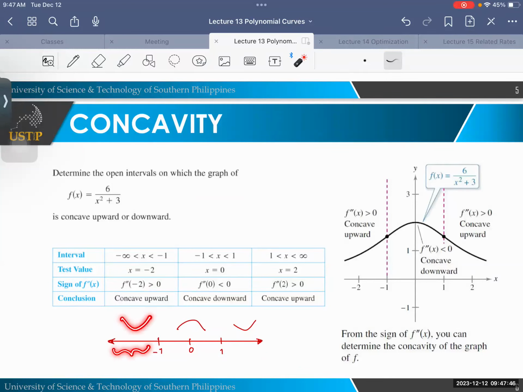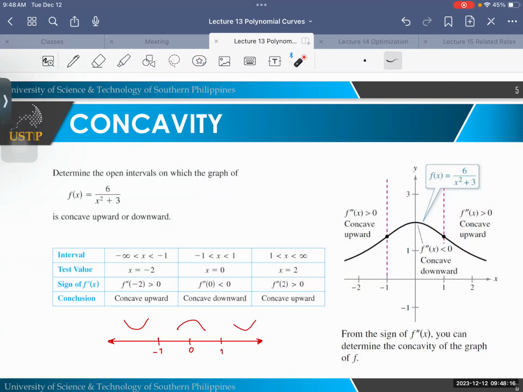So ato lang gibutang nga ingana siya itsura. Later na ng graph. And then sa second interval from negative 1 to 1, kanatong 0 nga value. So f double prime of 0 is a negative value. Okay, so atong conclusion na is concave downward. Then finally, we have the third interval. X is equal to 2 itong ikuha nga value. So the sign of f double prime of 2 is positive. Okay, greater than 0. So atong conclusion is concave upward.